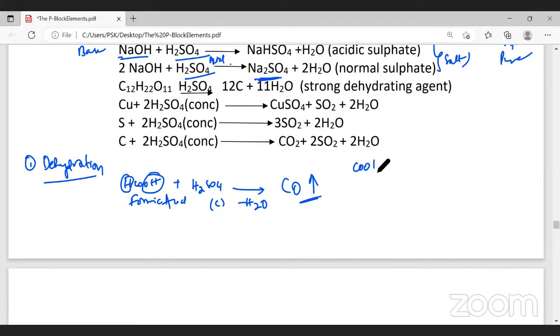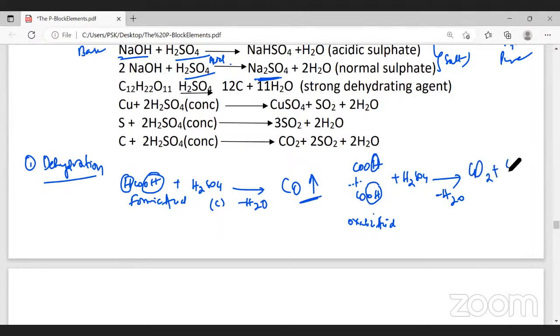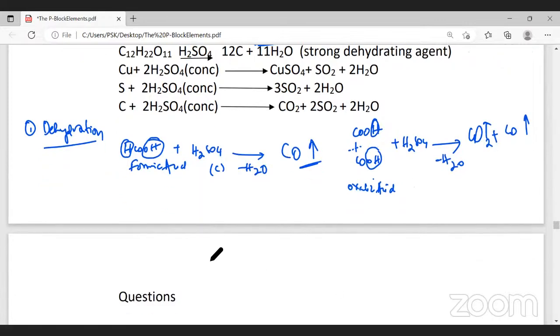Likewise, if you take oxalic acid, these are weak acids. Formic acid and oxalic acid are weak. Now, when this oxalic acid is treated with sulfuric acid, dehydration takes place. Water gets removed. Likewise, the bond between carbon and carbon breaks. So we get carbon dioxide gas and carbon monoxide gas, remember. So formic acid will give you carbon monoxide. Oxalic acid on dehydration gives carbon dioxide and carbon monoxide.